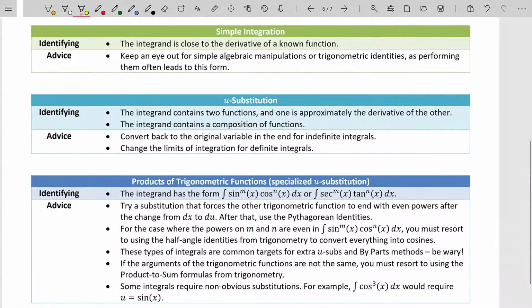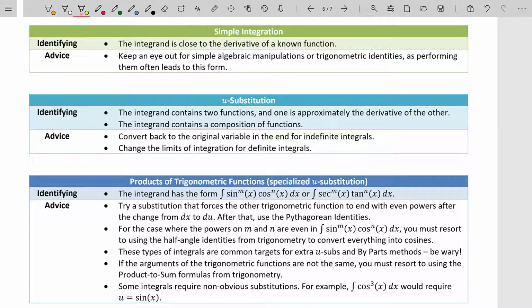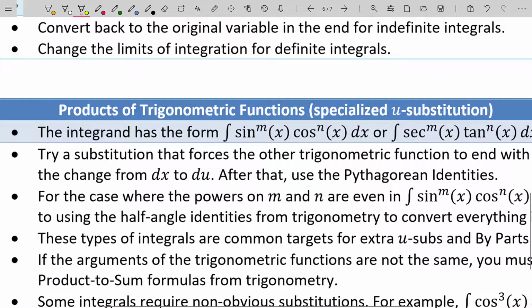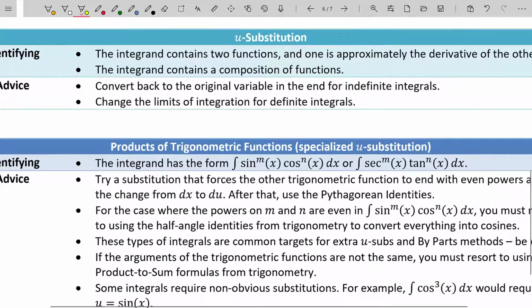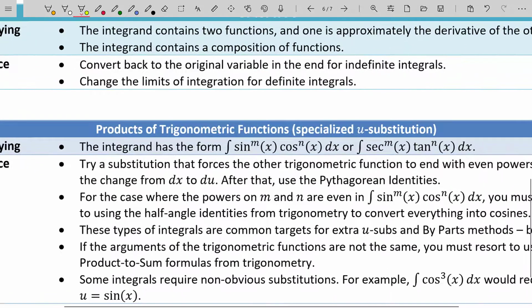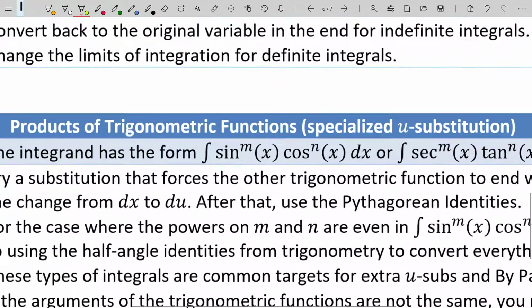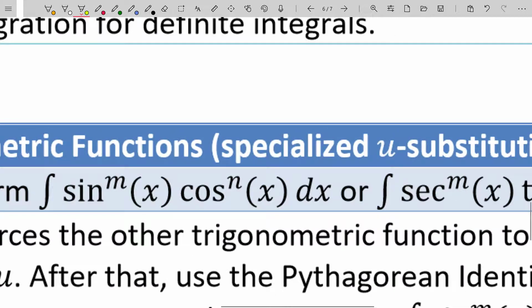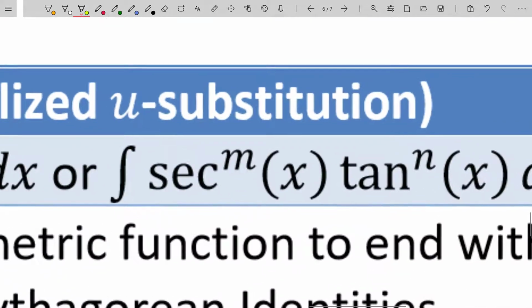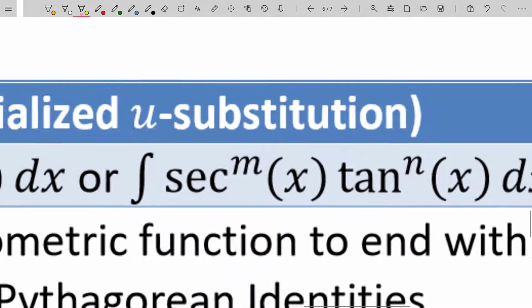The next one in line, and again, these are in the order that I would prefer to use them if they're available, product of trig functions. This is just a specialized u substitution. If you're working on the Stewart calculus text, then this is its own section. If you're working on most other calculus texts, this is kind of folded into the substitution rule conversation. This type of substitution is very powerful if you have the integrand, which is a product of sines and cosines, or a product of secants and tangents, or a product of cosecants and cotangents.